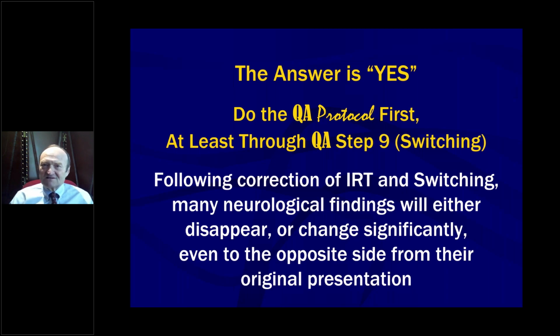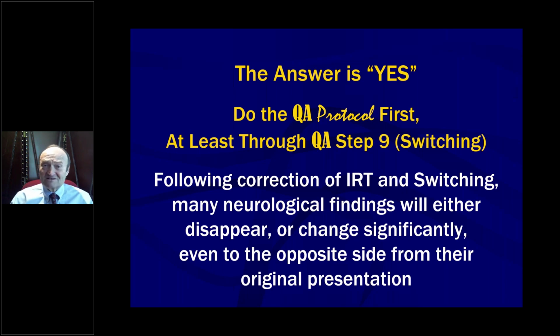Now, sometimes you do all these things and the neurological findings don't change, but often enough they do that you should do a basic neurological assessment on the patient, but before doing in-depth neurological assessment, clear step 4, IRT, and even set point or NSB. Clear steps 5 and 6, which create small intestine switching, and clear step 9, which includes the hyoid and the K27 switching that Carrie talked about today. Clear these things, and following correction of IRT and switching, many neurological findings will disappear or change significantly, even to the opposite side from the original presentation.